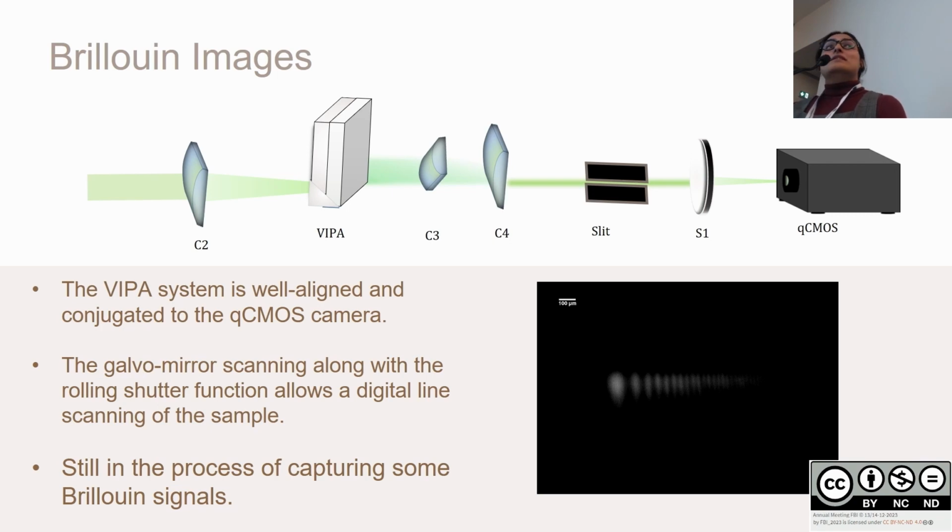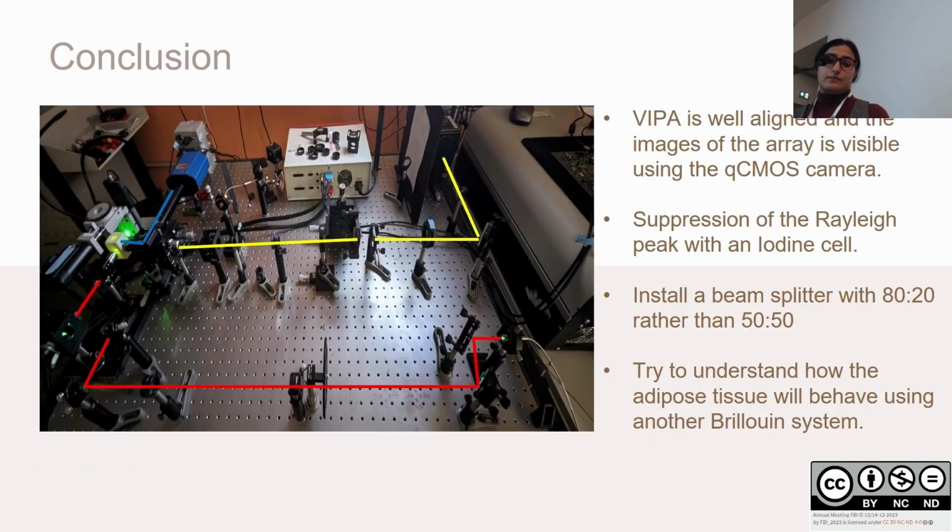Sadly, we still don't have a Brillouin spectrum because it's quite difficult to image a Brillouin spectrum without a suppressor for the Rayleigh peak. In this case, we should be using an iodine cell or a notch filter, and we still have to implement that into the system. But right now, we know that our VIPA is well aligned because you can see the virtual images after the VIPA. We also know that the galvo mirror scanning works well. And since the rolling shutter function is available on the QCMOS, we are expecting that when we conjugate, we do have a digital line scanning, but we are still in the process of capturing some Brillouin signals.